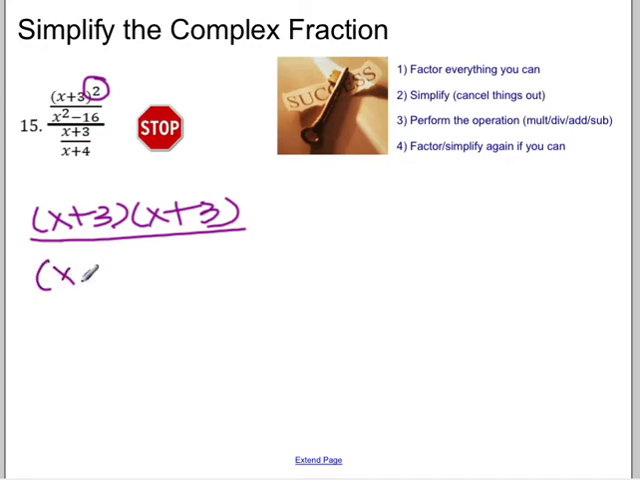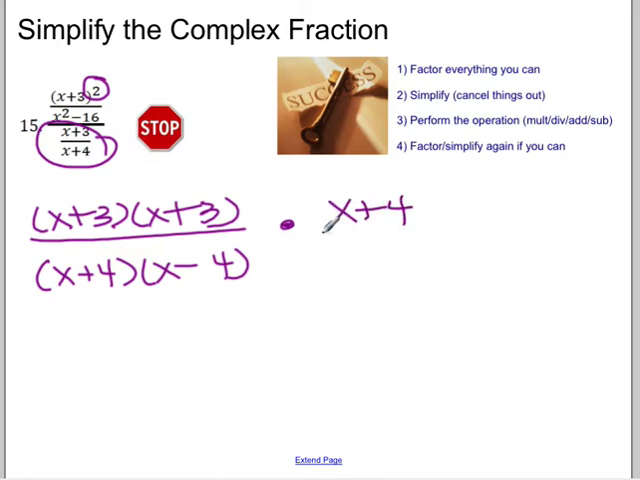So 16 is a perfect square. The square root of 16 is 4. And remember, if it's a difference, it's always positive and negative. Now we just need to multiply by the reciprocal of this piece. So to flip that around, I would have x plus 4 all over x plus 3.